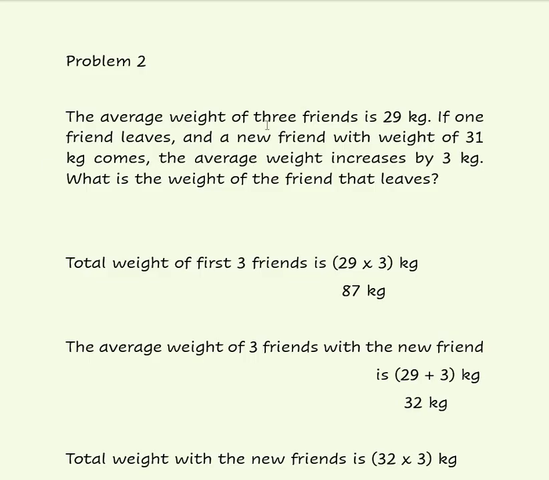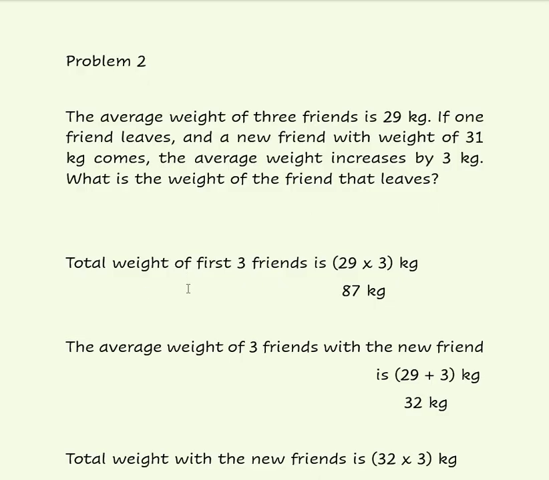The average weight of 3 friends is 29 kg. So from this average weight, we can get the total weight of the 3 friends, 29 times 3 kg. If one friend leaves and a new friend with a weight of 31 kg comes, the average weight increases by 3 kg. So when the new friend comes, the average weight becomes 29 plus 3 or 32 kg. What is the weight of the friend that leaves?